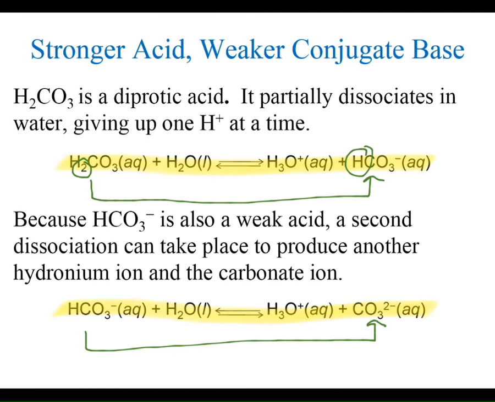Can you predict why HCO3 negative becomes CO3 2 negative? Because if you take away an H plus, that leaves a CO3. Take away another positive from the negative, that makes it twice as negative, 2 negative.